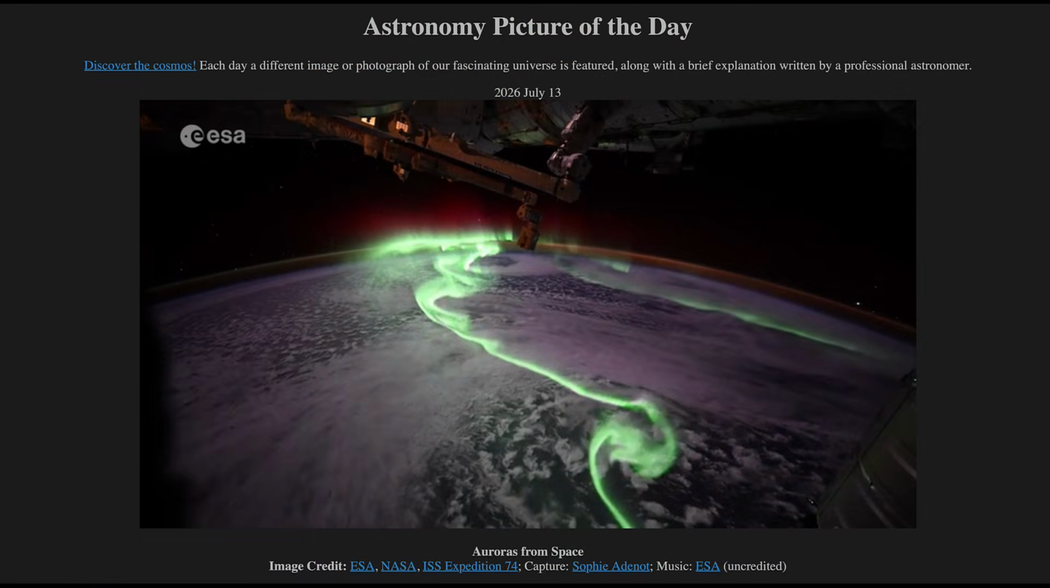So that was our picture of the day, titled Auroras from Space.